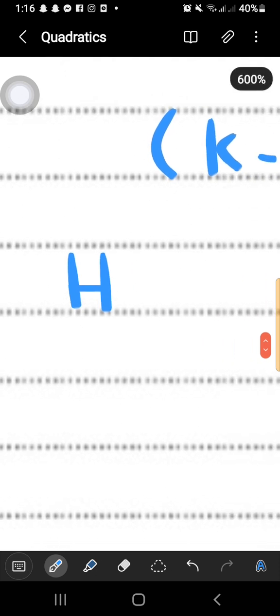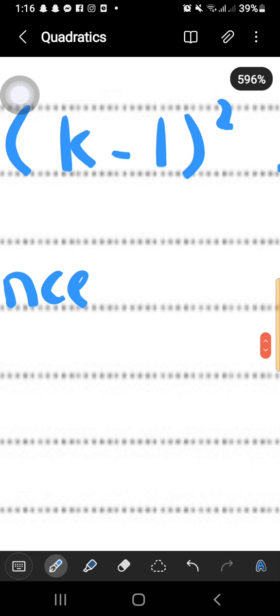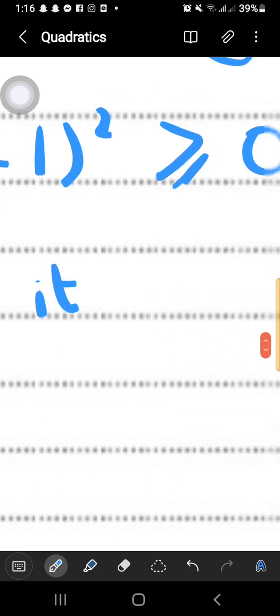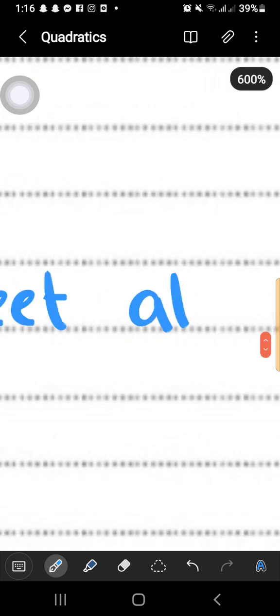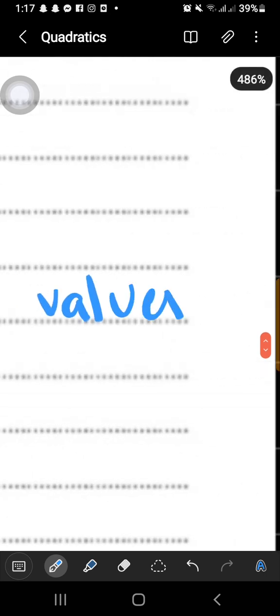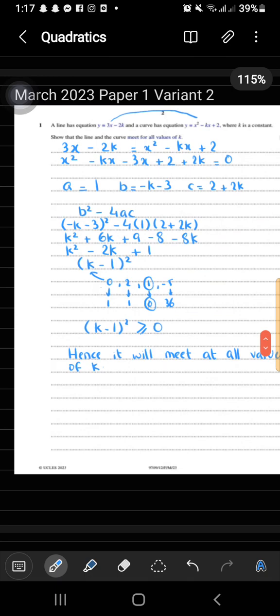Hence it will meet at all values of k. So that's our final statement, which is for 1 mark.